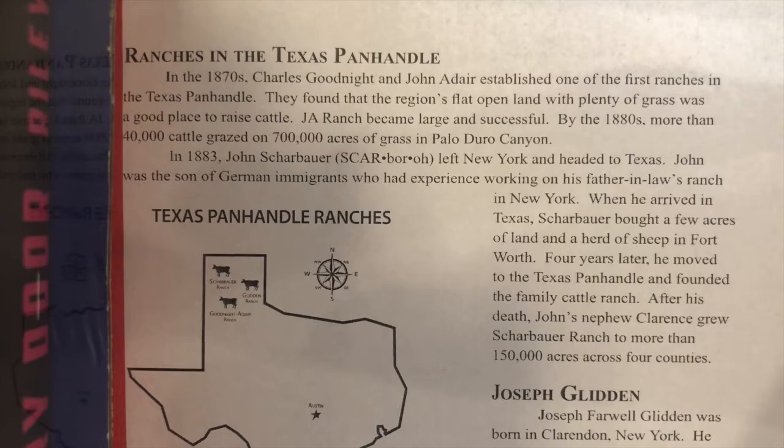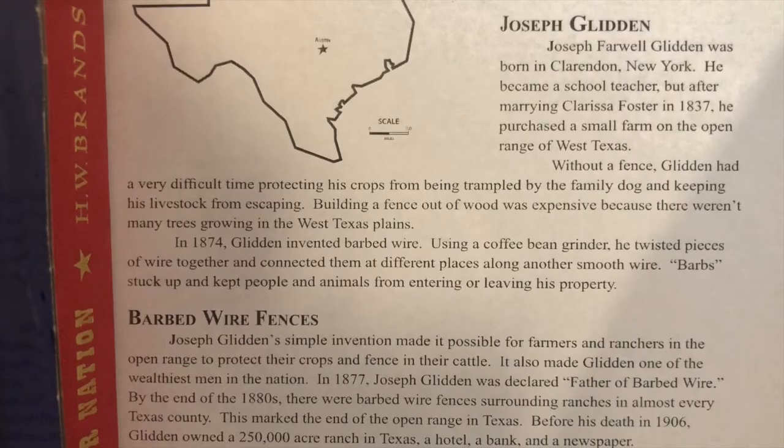After his death, John's nephew Clarence grew Scarborough Ranch to more than 150,000 acres across 4 counties. Joseph Glidden. Joseph Farwell Glidden was born in Clarendon, New York. He became a school teacher, but after marrying Clarissa Foster in 1837, he purchased a small farm on the open range of West Texas. Without a fence, Glidden had a very difficult time protecting his crops from being trampled by the family dog and keeping his livestock from escaping.